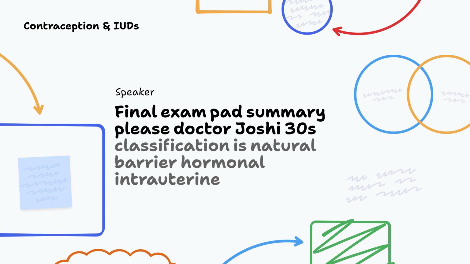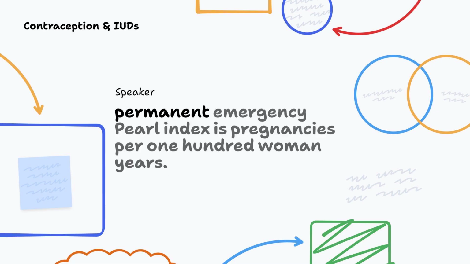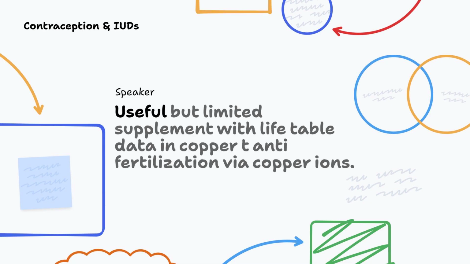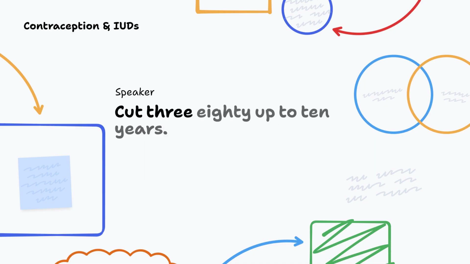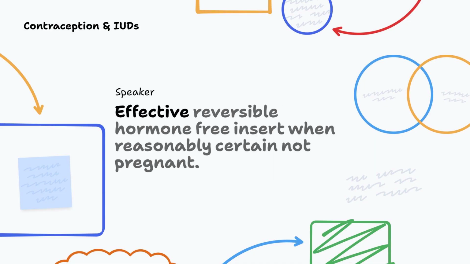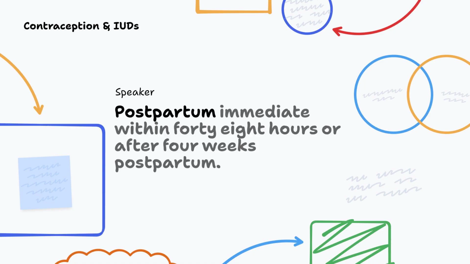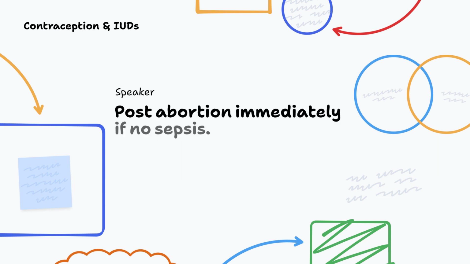30 seconds. Classification is natural, barrier, hormonal, intrauterine, permanent, emergency. Pearl Index is pregnancies per 100 woman years, useful but limited, supplement with life table data. Copper T: anti-fertilization via copper ions, COT380A up to 10 years, effective, reversible, hormone-free. Insert when reasonably certain not pregnant, postpartum immediate within 48 hours or after 4 weeks postpartum, post-abortion immediately if no sepsis.